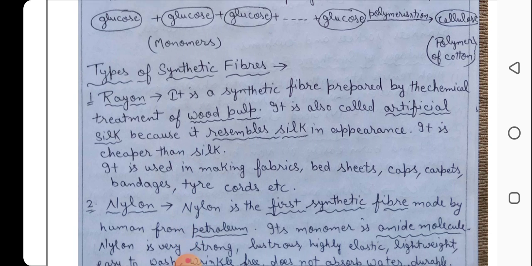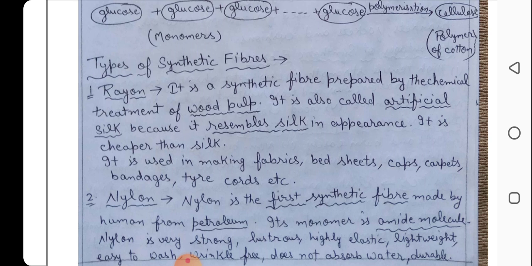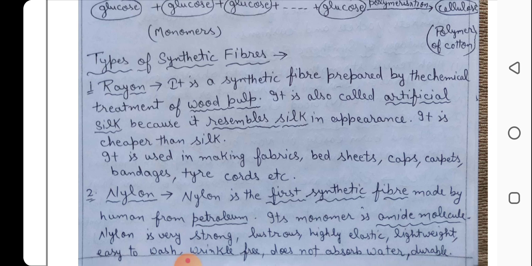Types of synthetic fibers. First is rayon. It is a synthetic fiber prepared by the chemical treatment of wood pulp. It is also called artificial silk because it resembles silk in appearance. It is cheaper than silk. It is used in making fabrics, bedsheets, caps, carpets, bandages, tires, coats, etc.